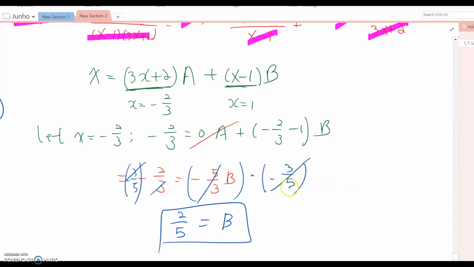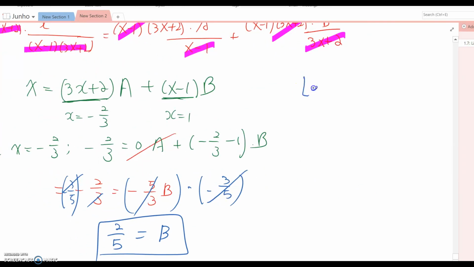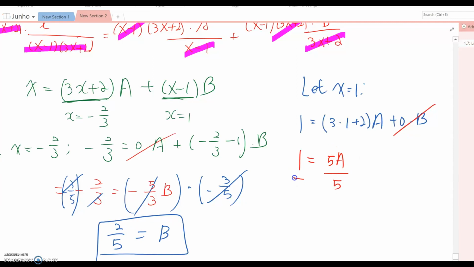Now let x equal 1. Then this becomes 1 equals 3 times 1 plus 2, times a, plus 0 times b. Which means this term will be gone. So this becomes 1 equals 5a here. Divide by 5. So we got a equals 1/5.